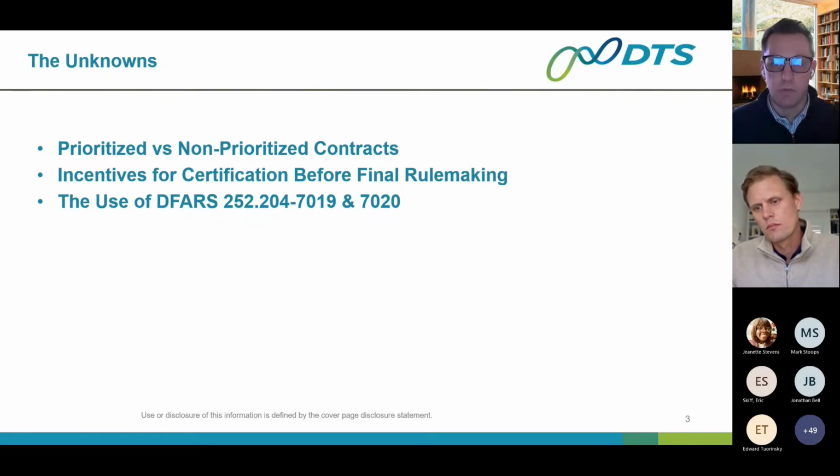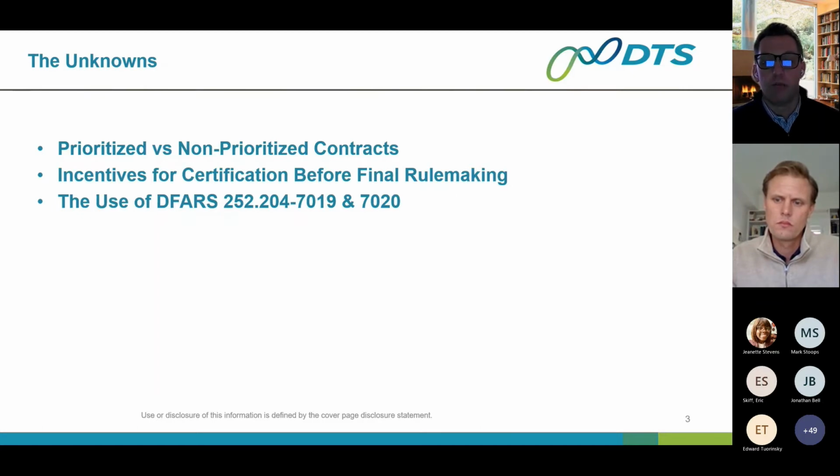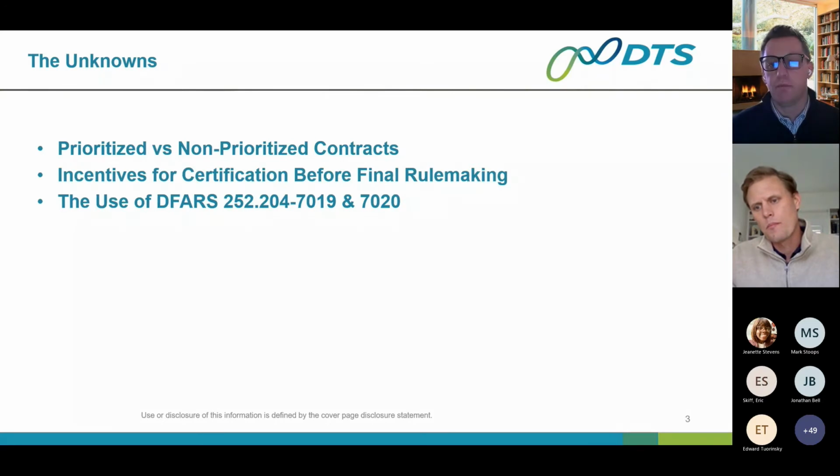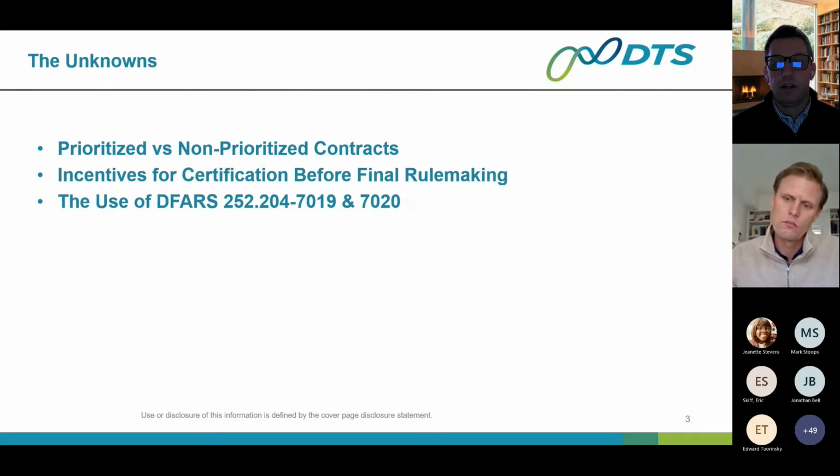We have another client who is experiencing the effects of this flow down requirement. Their prime, at the beginning of the past 2 years, has sent them a questionnaire that they are required to fill out, inquiring about the company's compliance with 800-171 and whether they have put their score into SPRS. Again, these will continue to be used.